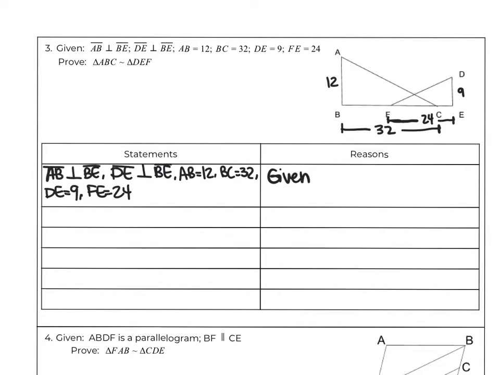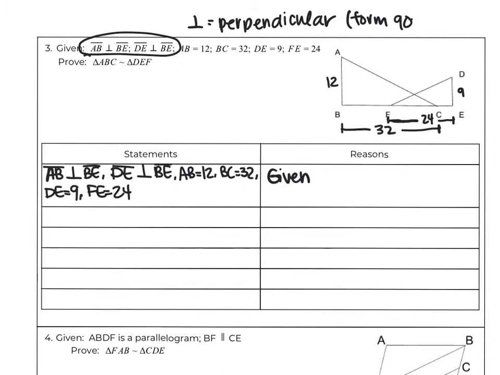Okay, so make sure you have all of that set up correctly. Okay, so couple things you could start with. Since they did give us measurements for sides, we are going to need to set up a proportion here and prove that the sides are similar. But they also told us this bit of information. That symbol means perpendicular. Okay, and perpendicular means they form 90-degree angles.